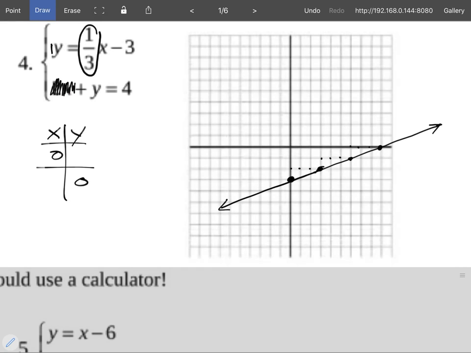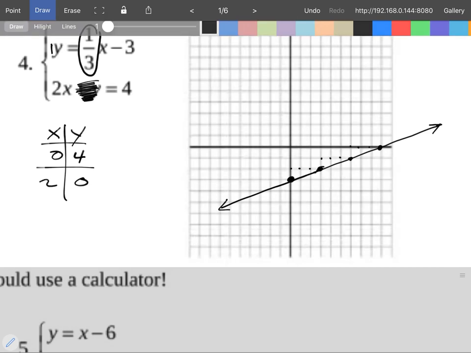If I plug in the 0 for the x right here, 2 times 0 is 0, so we would just cover that up. Then you get y equals 4. So that's your y-intercept. Then if you plug in the 0 for y, we would just cover that up. And then we would just solve that equation, 2x equals 4. Divide both sides by 2, and you would get x equals 2. So I'm going to use those 2 points to graph my line. I'll do this one in red.